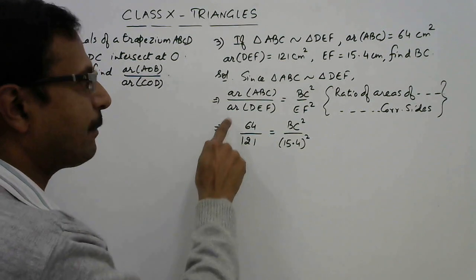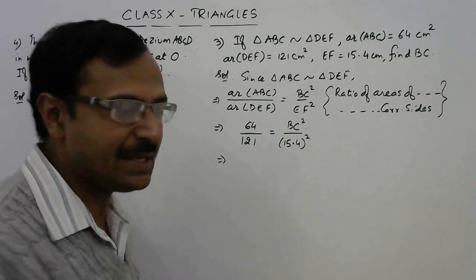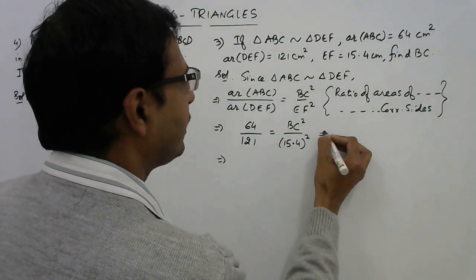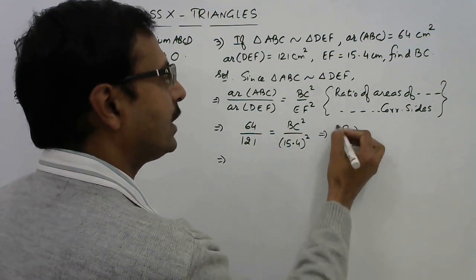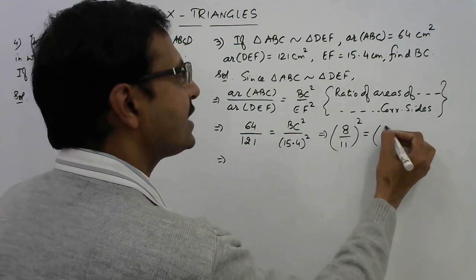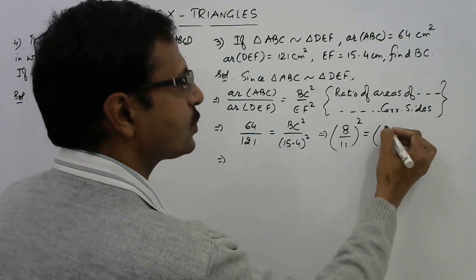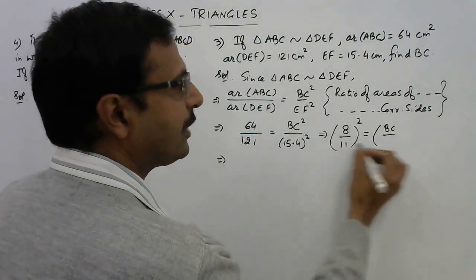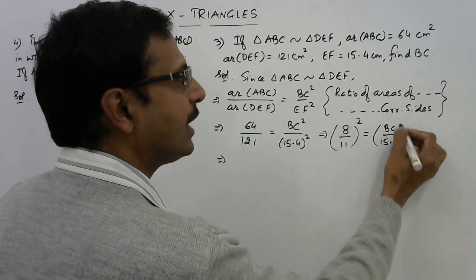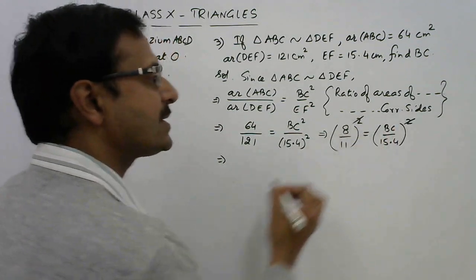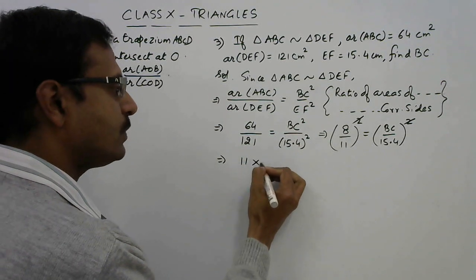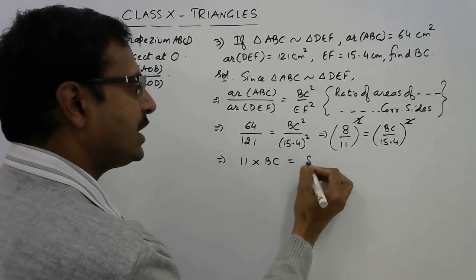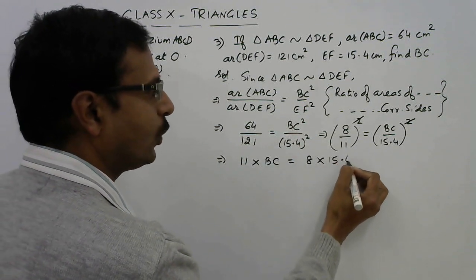So whenever this happens, the calculations become very easy. Let me write one step here. 64 by 121 is actually 8 upon 11 whole square. And on the right hand side you have BC upon 15.4 whole square. So we have all the squares. So squares get cancelled, and now you can cross multiply: 11 into BC will be equal to 8 into 15.4.